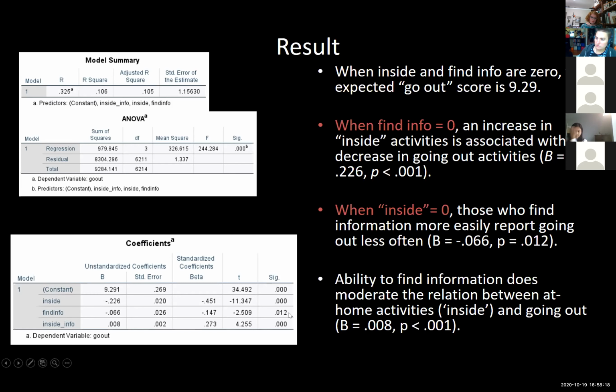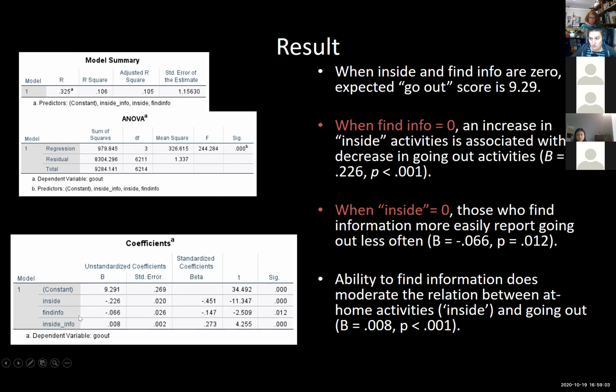And now to do the other one, to interpret this find information coefficient, you have to talk about when the other predictor is 0. So when inside equals 0, those who find information more easily report going out less often. Negative 0.06 is the coefficient here, and I have a significance test. Now this question right here, this is the sort of key to the moderation question. This is what lets you answer the moderation question. So this tells us that the ability to find information does moderate the relation between at-home activities and going out.